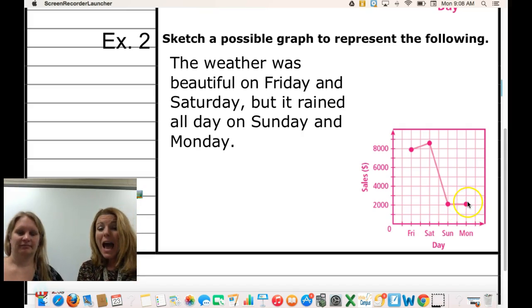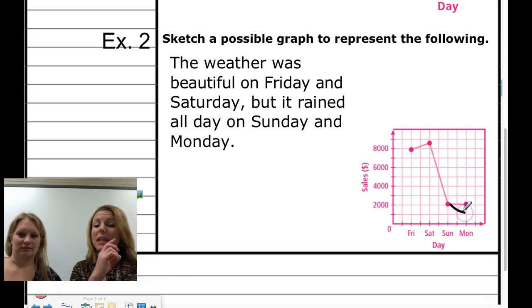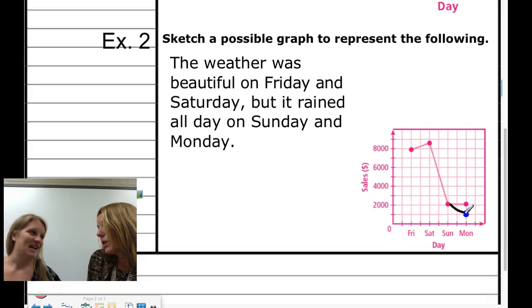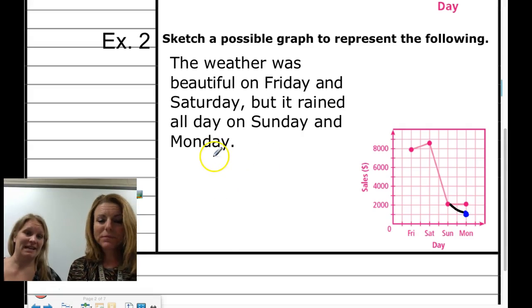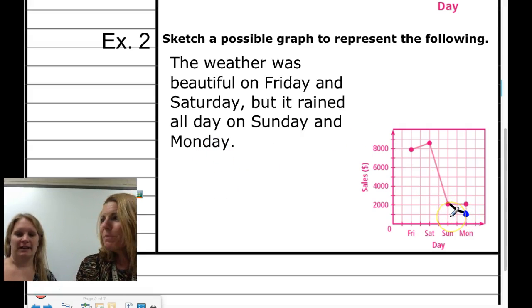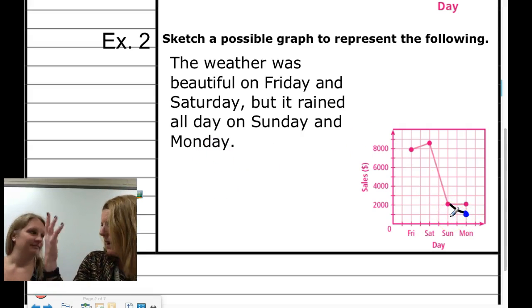For me, I kind of disagree with this graph to an extent, because I think Monday should be even lower, especially since it was raining on Monday. And people go back to work. I'm not going to go.